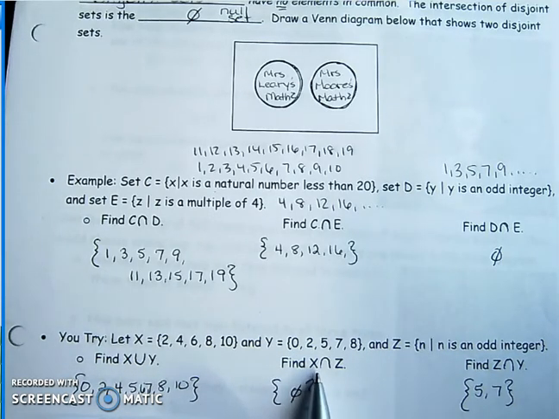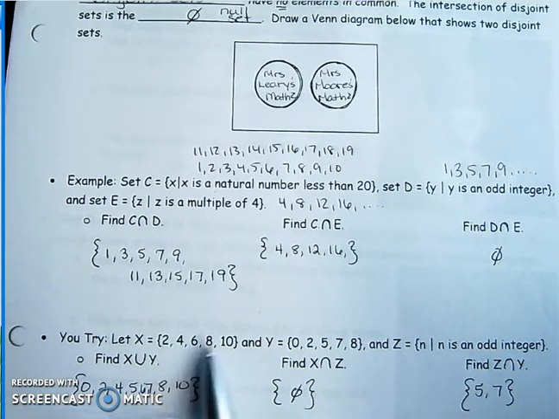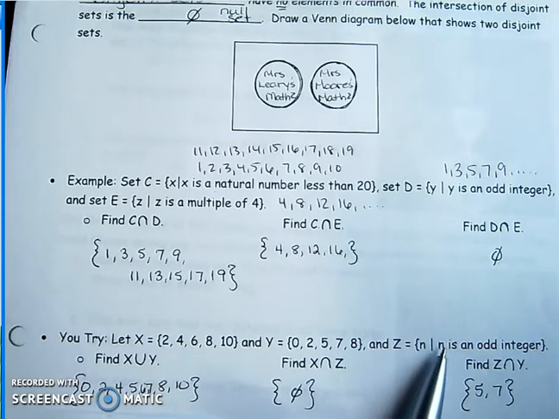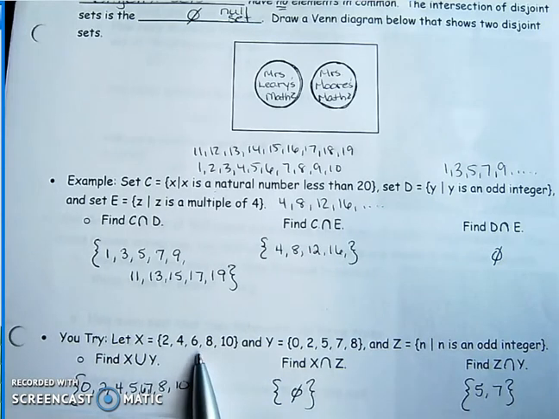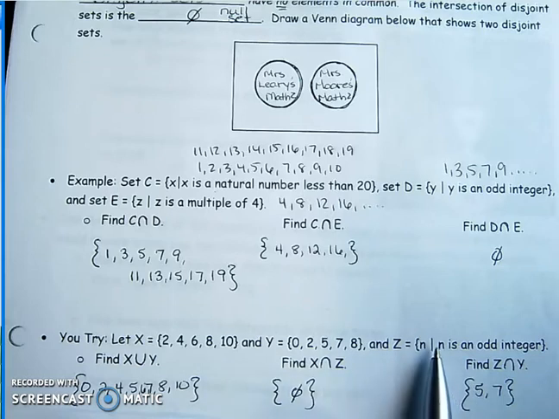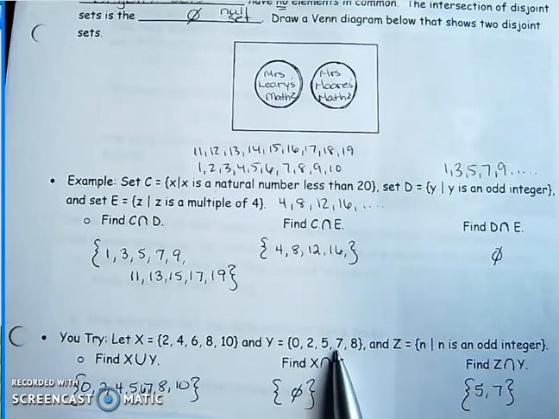In the middle, X and Z, it wants the elements of X that are in common with Z. Well, Z is odd integers, and there's not an odd number in X, so that means this answer is the empty set. The last one, Z and Y, wants the numbers in common with Z and Y, meaning all the odd integers that are a part of Y, which are only the numbers 5 and 7.